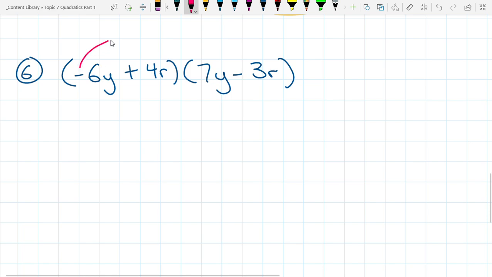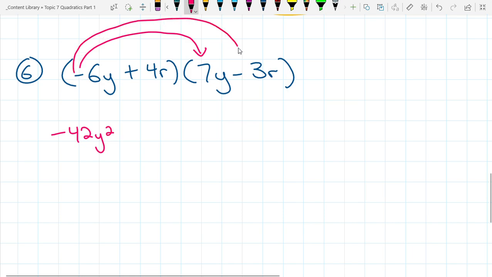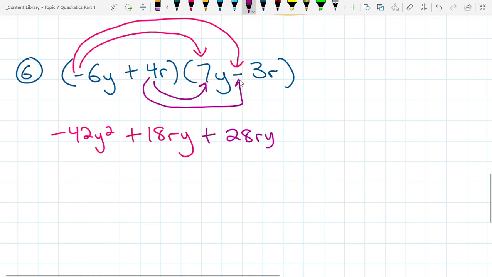So this is -6y times a 7y, which is a -42y squared. A -6y times a -3r, which is a +18ry. So this has done the distributive for your first term. Now the 4r has to do its distribution. So it's a 4r times a 7y, which is a 28ry. And it's a 4r times a -3r, which is a -12r squared.